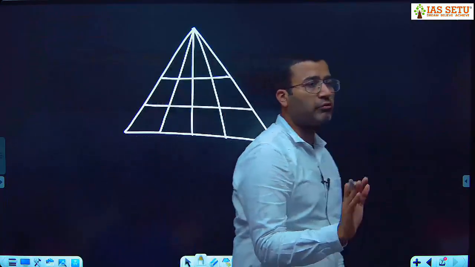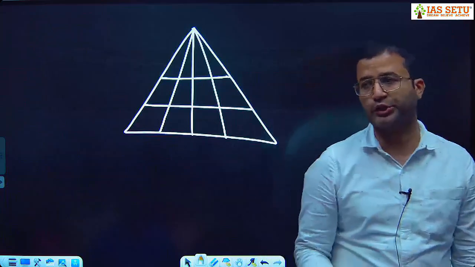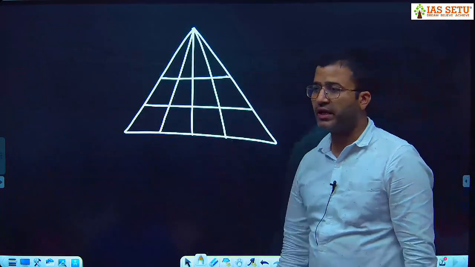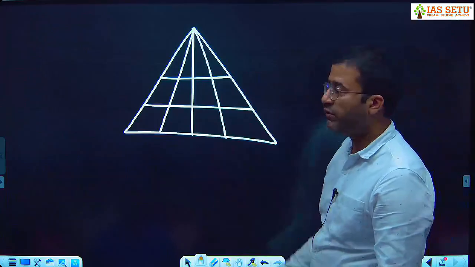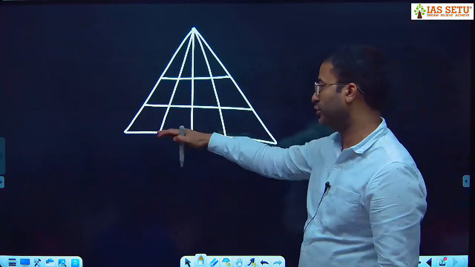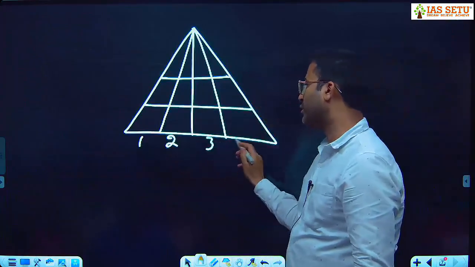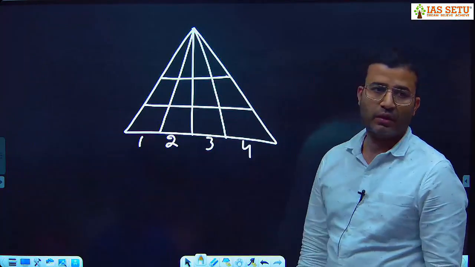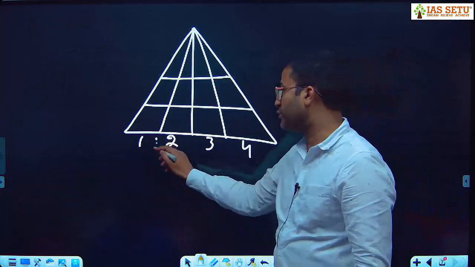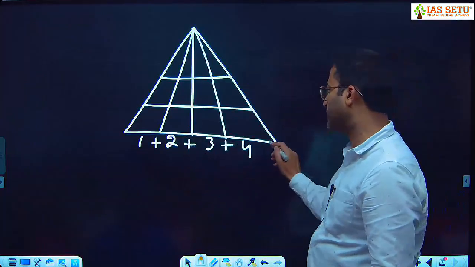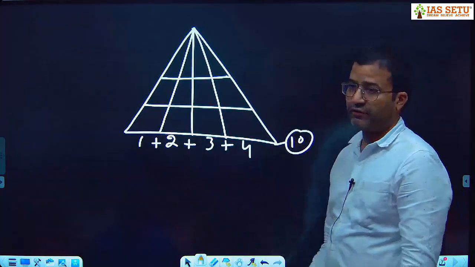Don't count manually because it will be time consuming. If we have this diagram, step number 1, we will see the lowest base. The lowest base is divided in 4 parts: 1, 2, 3, 4. So we apply type 1: 1 plus 2 is 3, 3 plus 3 is 6, 6 plus 4 is 10. At this level we have 10.